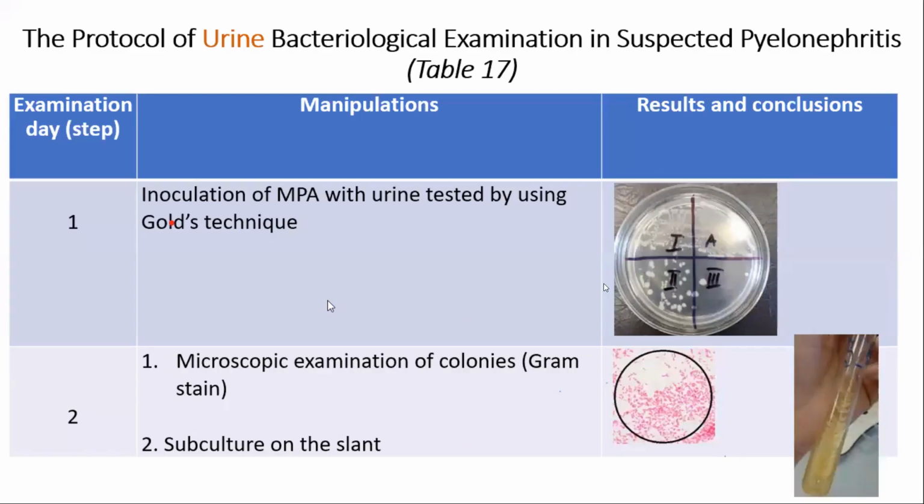So here's a protocol, table 17. You can see a plate with many bacterial colonies in quadrant A. We can't count in quadrant 1, but we can see colonies that can be counted in here and in here. I would say we have 2 colonies in quadrant 3. And please count how many you can find here.